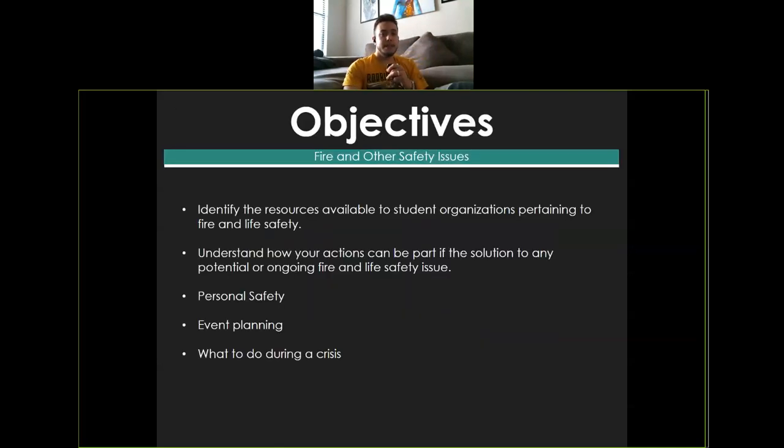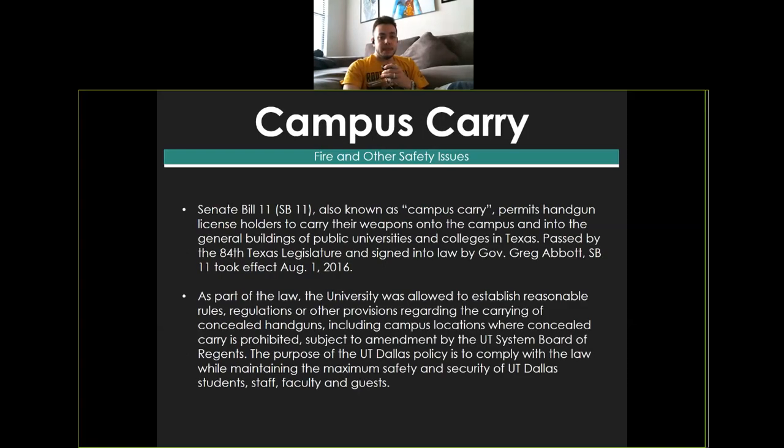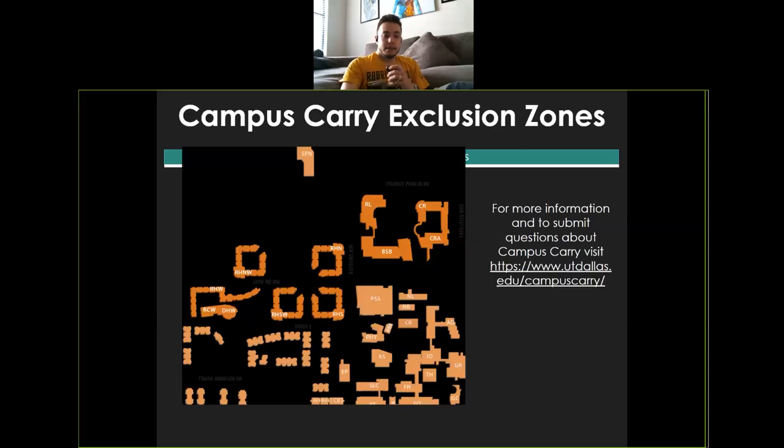For fire and event safety, making sure that us as an organization are taking everyone's personal safety into account when it comes to events, properly planning them, and making sure everyone knows what to do during a crisis. There is campus carry on at UTD. I believe it to be only in these residential areas, however, not in the main campus. If you're ever concerned or want to look more about this policy if it pertains to you, here's the link to the UTD campus carry.